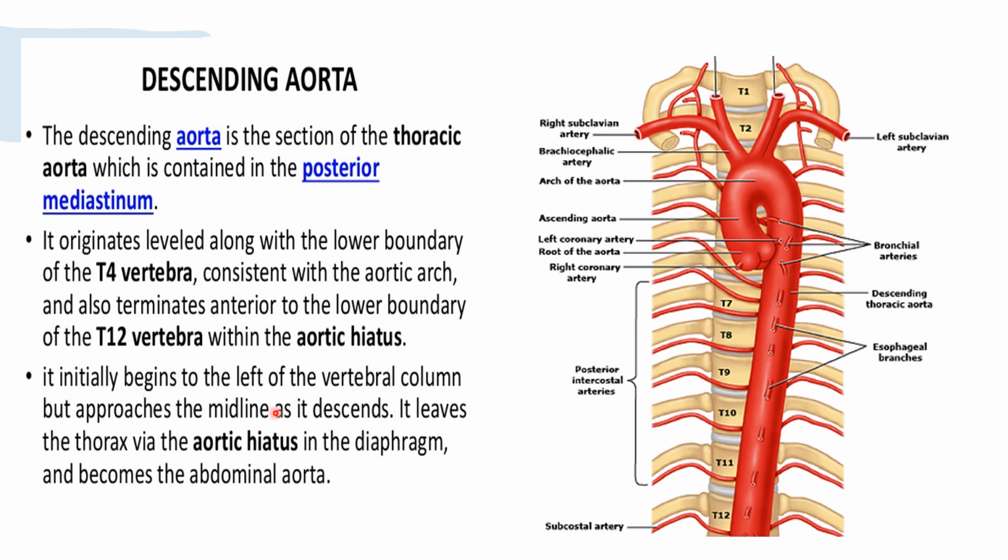It initially begins to the left of the vertebral column. As you can see in this picture, it initially begins towards the left of the vertebral column, but approaches the midline as it descends. It leaves the thorax via the thoracic aortic hiatus in the diaphragm and becomes the abdominal aorta.